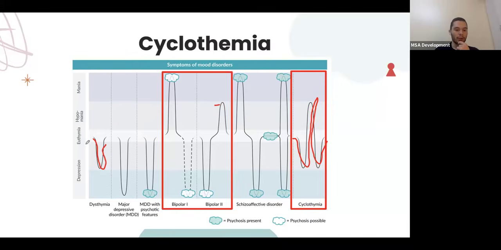Okay, schizoaffective disorders and the rest we're going to speak about in different lectures. Here, major depressive disorders we already spoke about, and here major depressive with psychosis. Tamam? Is this diagram clear for everyone? So cyclothymia is you have minor depression and minor hypomania.